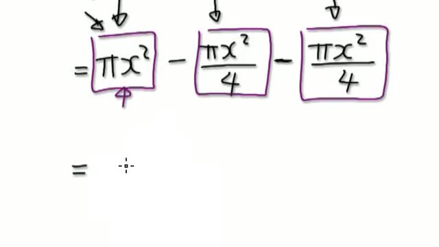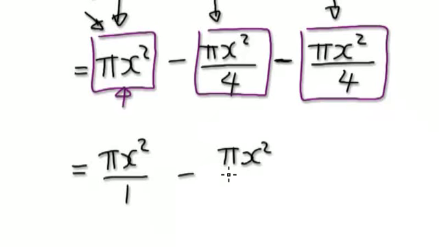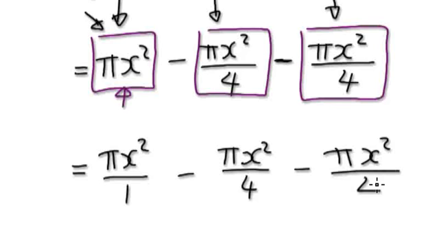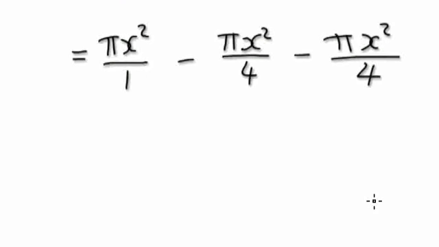So turn this into a fraction. Pi x squared over 1, and then let's take all the others down. Hang on. Pi x squared over 4. Take away pi x squared over 4. Now, remember, all the denominators have to be the same. So let's multiply top and bottom here by 4. Okay. Leave the others. So this will become 4.